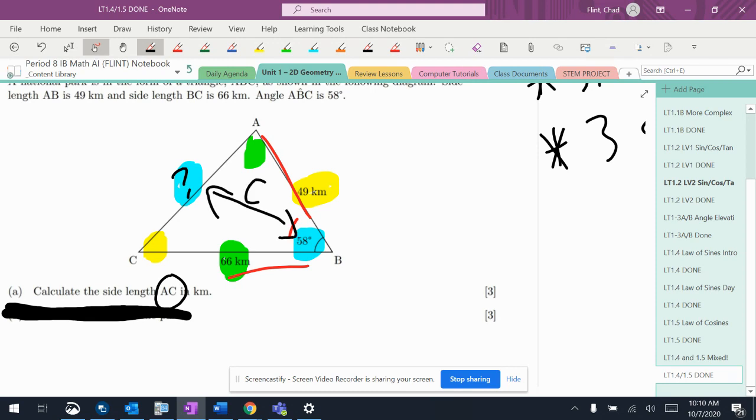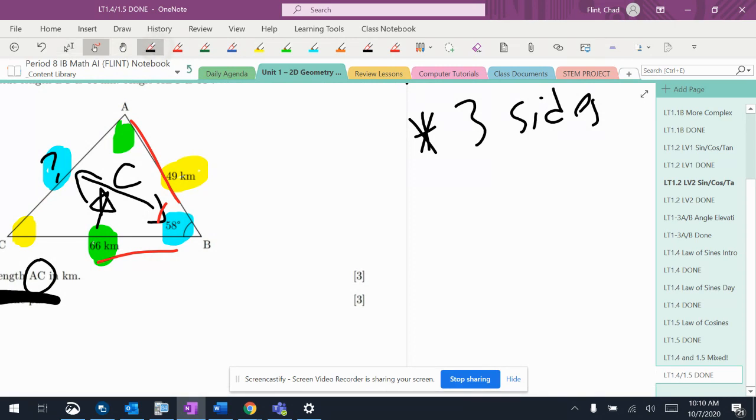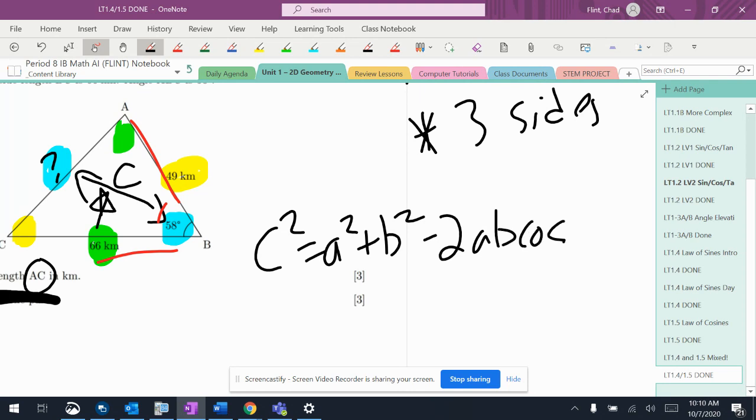All right, what is the C? Or like I said yesterday in class, what's the star? All right, what's the important one? I'm looking for a side, so the rule for sides is c squared equals a squared plus b squared minus 2ab cosine of c. All right, remember, this guy's a side, this guy's an angle.